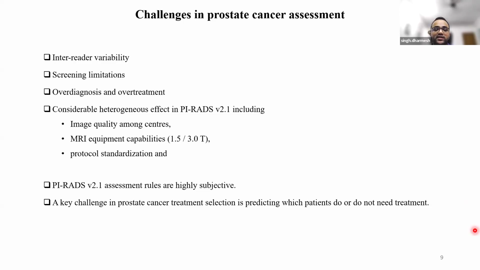And finally, the biggest clinical challenge remains predicting which patients truly need treatment, and which patients don't need treatment and can be safely monitored, like active surveillance, as it is called. This decision is not always straightforward, and it's here that errors or overtreatment often occur. This is exactly the gap where artificial intelligence comes in. AI has the potential to improve accuracy, reproducibility, and efficiency, while also supporting radiologists in making more confident, evidence-based decisions.